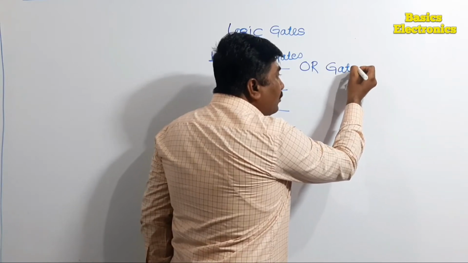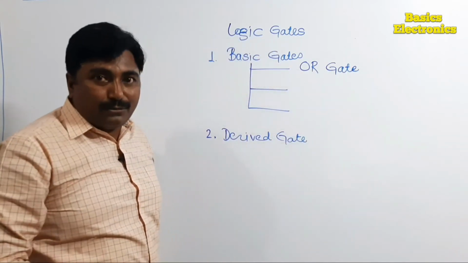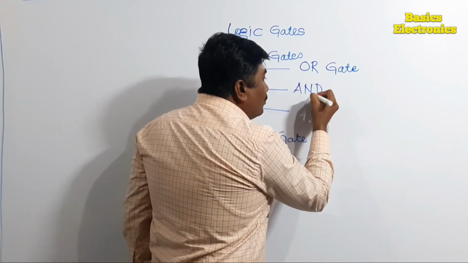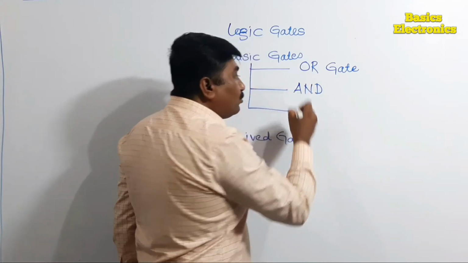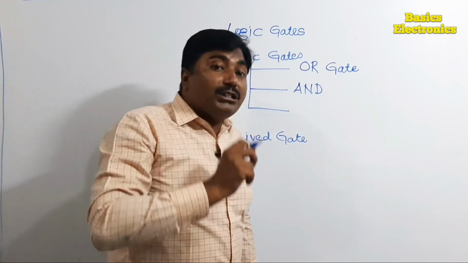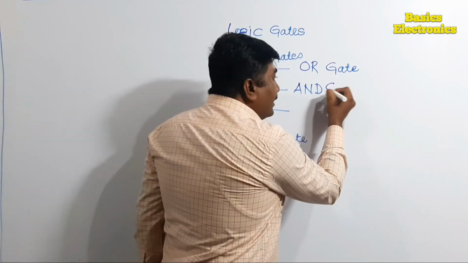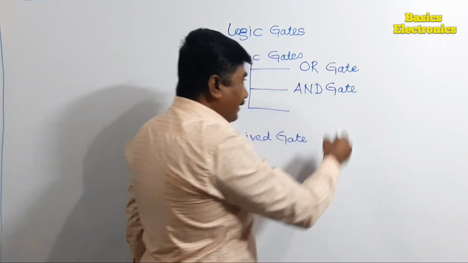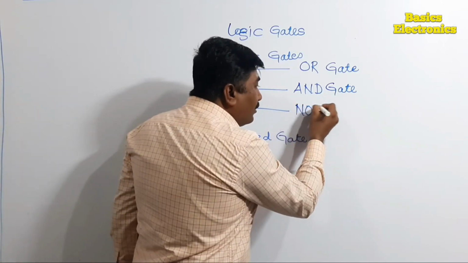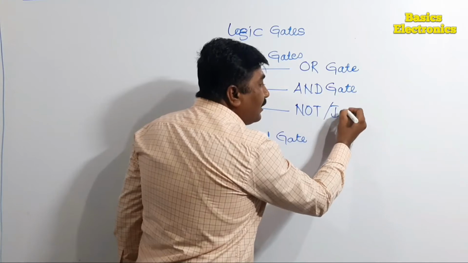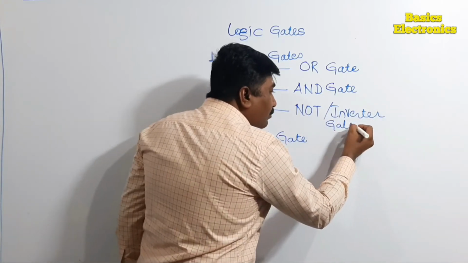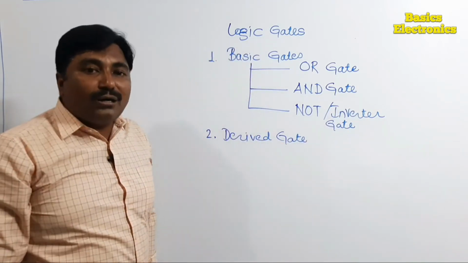That gate we call the OR gate. The second one is the AND gate. The AND gate is used to implement the AND function, the logical function. So here its name is the AND gate. The third one is the NOT gate, which we also call the inverter gate.